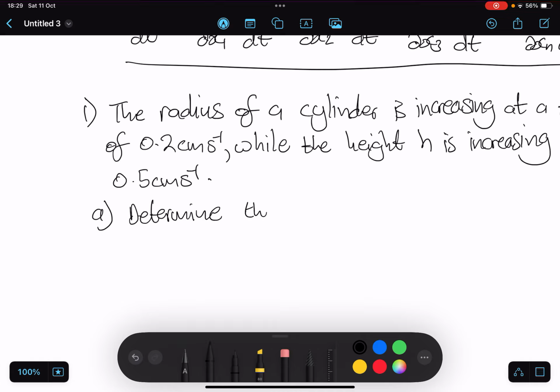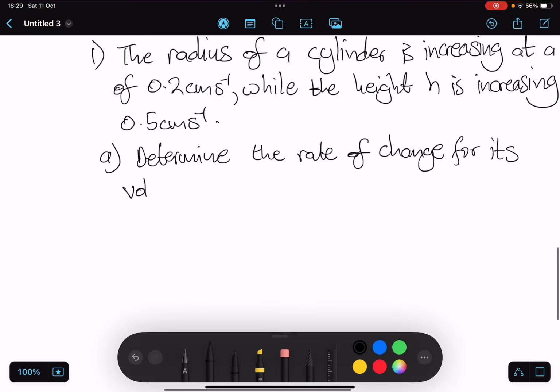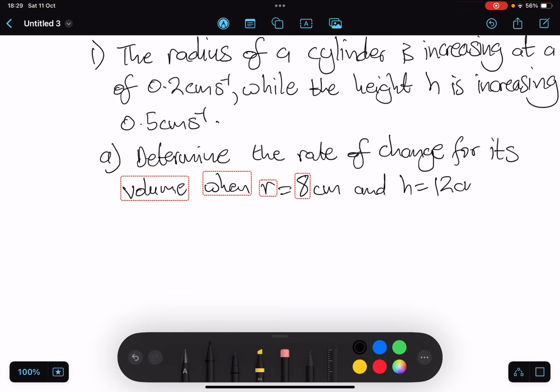So we are saying A, determine the rate of change for the cylinder's volume, when R is equal to 8 centimeters and H is equal to 12 centimeters.